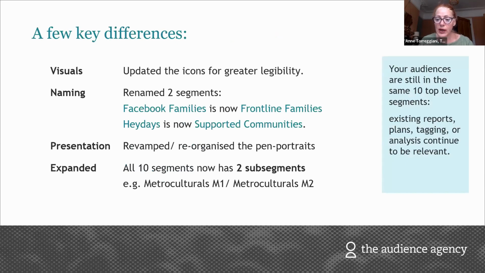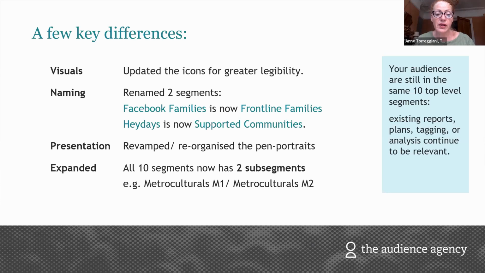So you'll see specifically in the way that Audience Spectrum looks that we've updated the icons, so it's a little bit easier to work out which one's which. We have, importantly, completely renamed two of the top level segments. What used to be called Facebook Families, slightly misleadingly, it turned out over time, because Facebook has turned out to be quite a middle-class sport, I understand, and Facebook Families aren't particularly. So we've now renamed Facebook Families to Frontline Families, and I believe one of the key factors in doing that is that a lot of people in that group are actually frontline workers of one kind or another, and also perhaps very much badly affected by the cost of living crisis and so on. So we've called that group more accurately, I believe, Frontline Families.